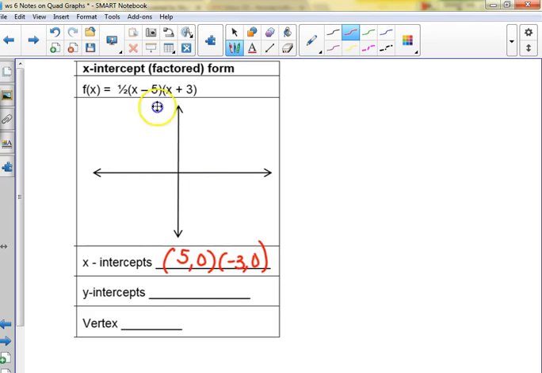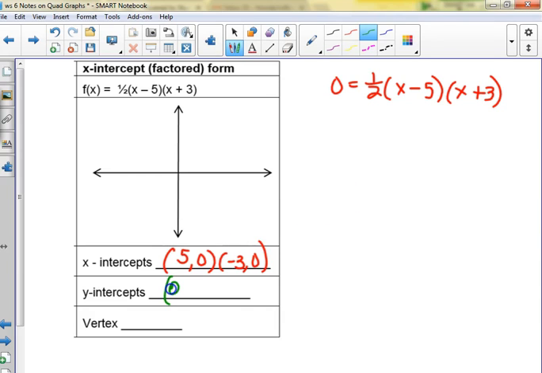What about that half out there? Does that do anything to the x-intercepts? No, because if you set the y equal to 0, you'd have this. And remember, if we divide the 1/2 into 0, it's still 0. All right, so we found the x-intercepts. What about the y-intercept?